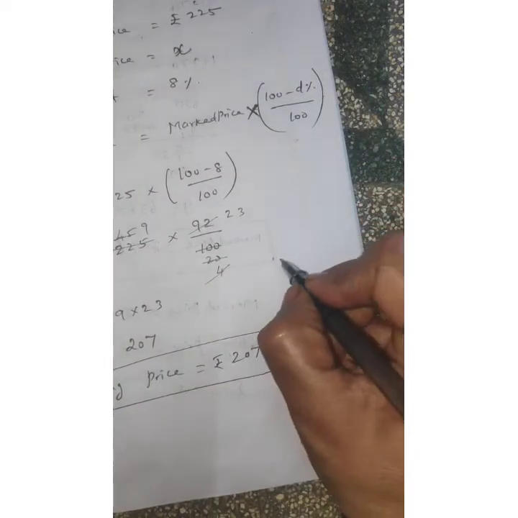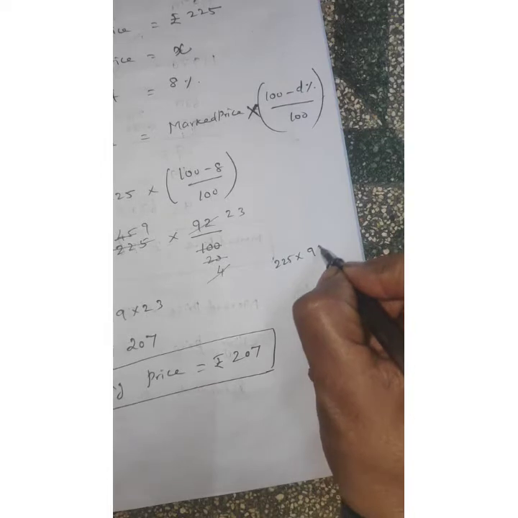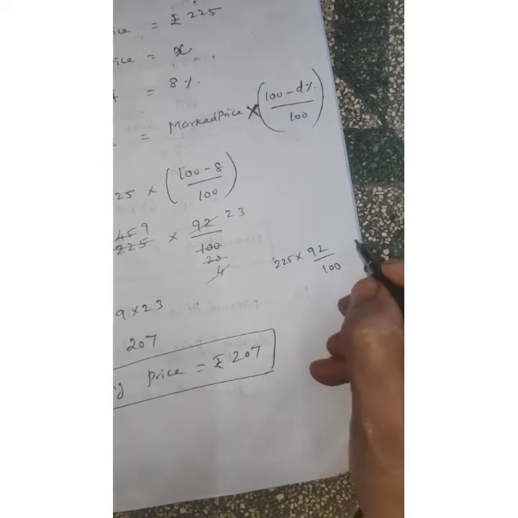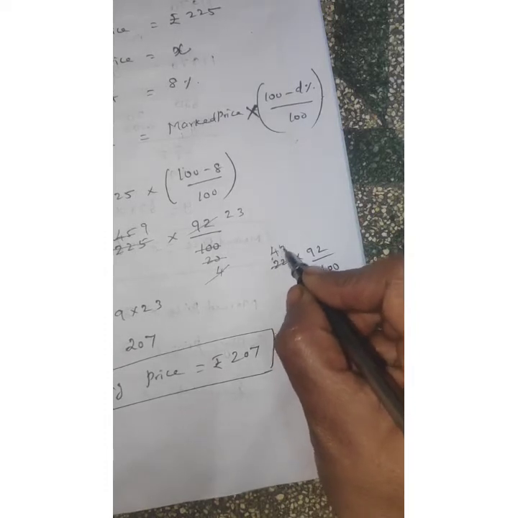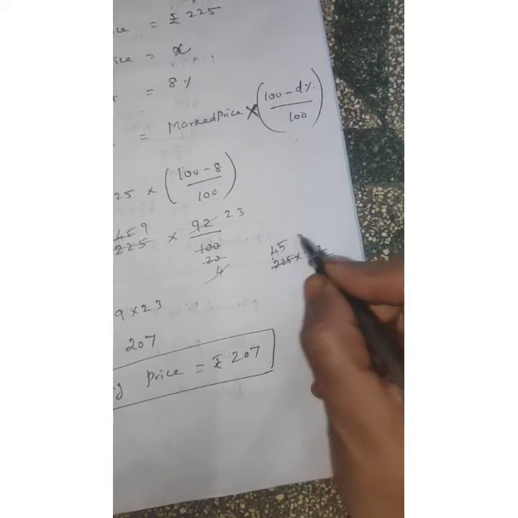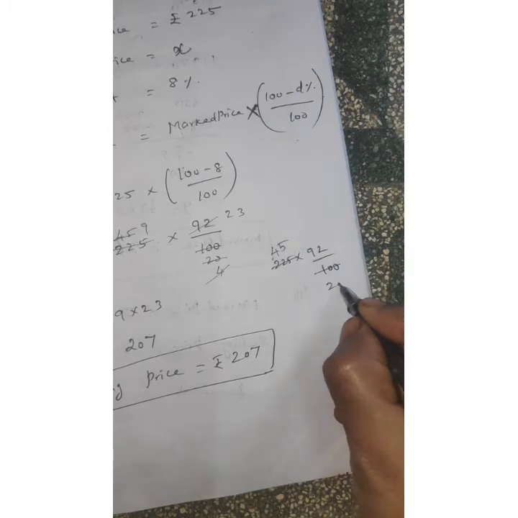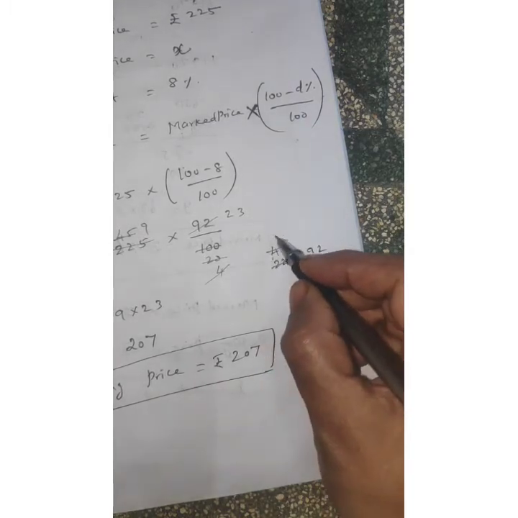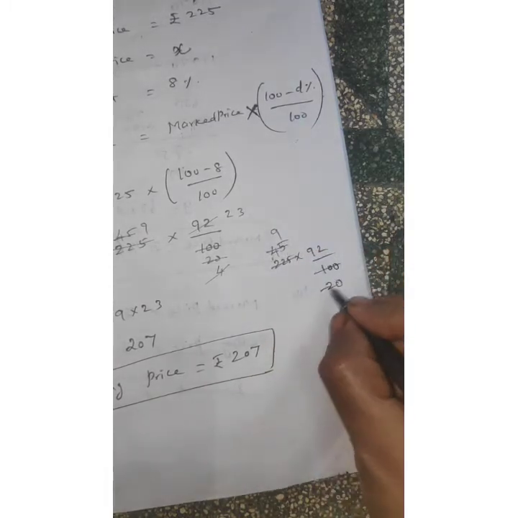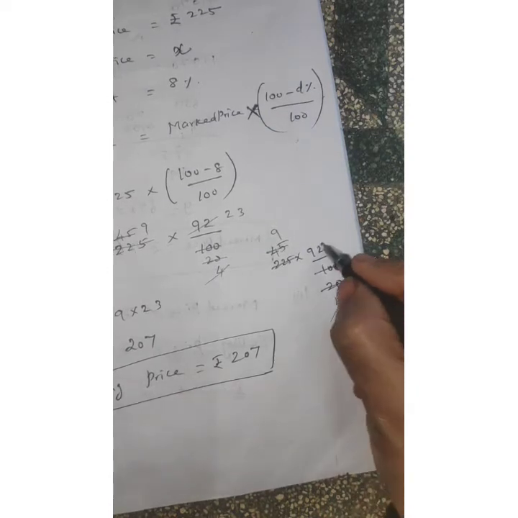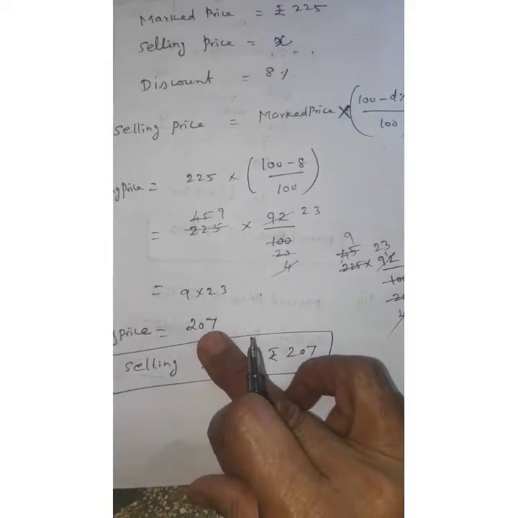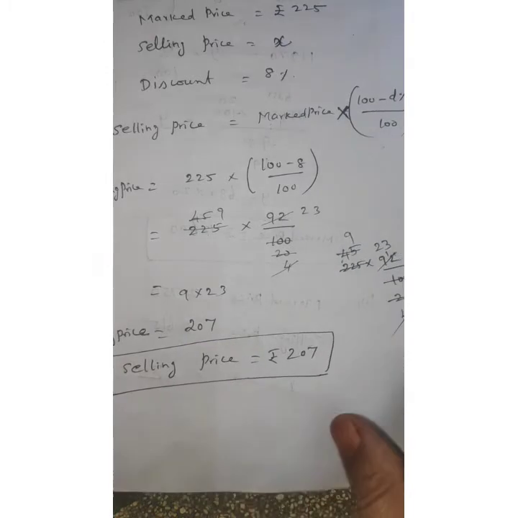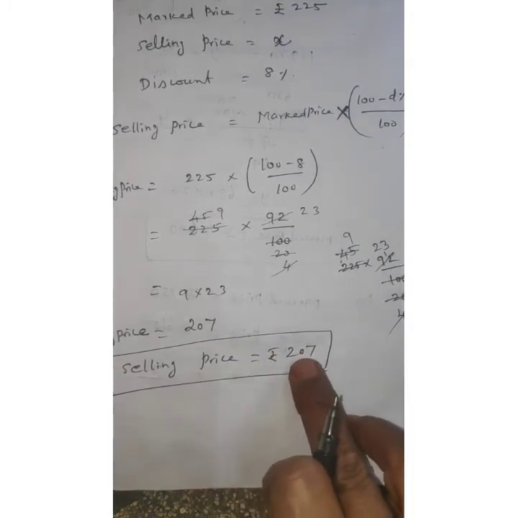Cancellation one time, see that 225 into 92 divided by 100. Use the fifth table. 5 4s are 20, 5 5s are 25. Here 5 2s are 10, 0. Again use the fifth table. 9 5s are 45, 5 4s are 20. 1 4 is 4, 2 4s are 8, remaining 1, 3 4s are 12. So 9 into 23 equals 207 rupees. Selling price equals 207 rupees.